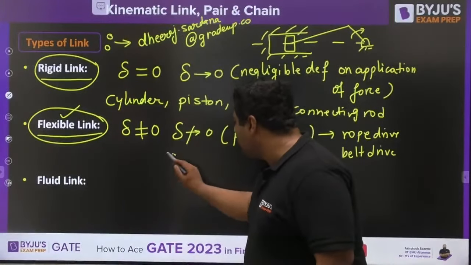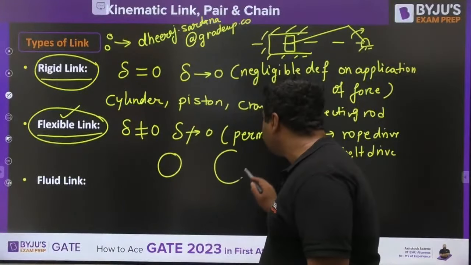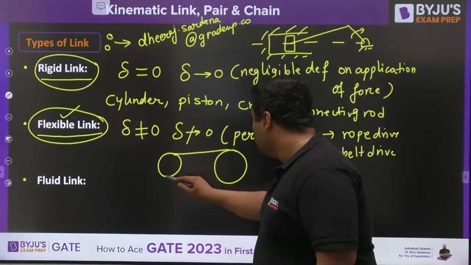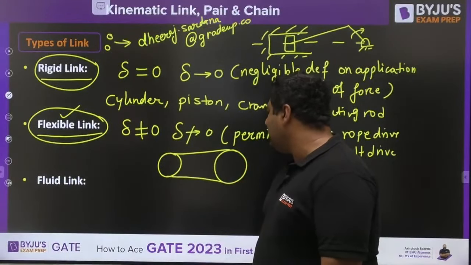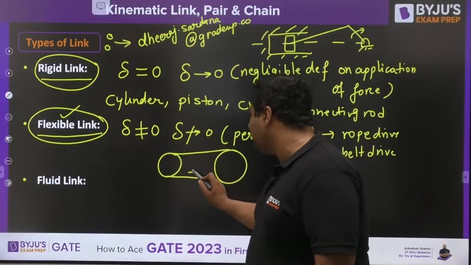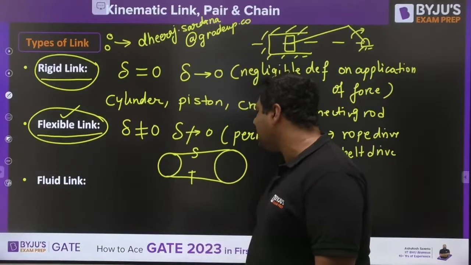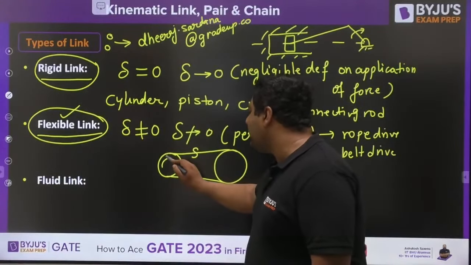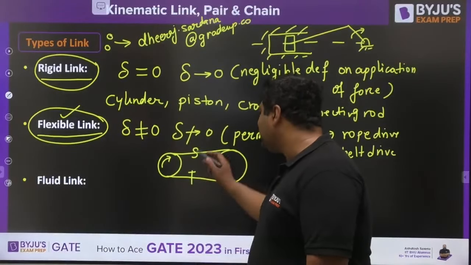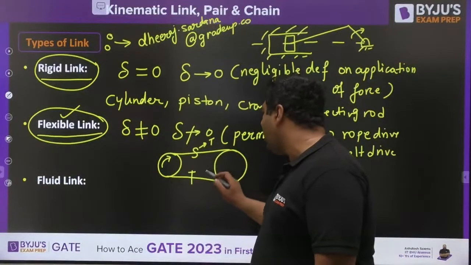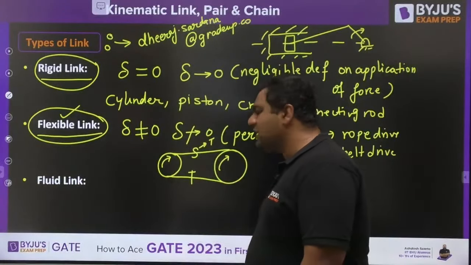Because whenever you connect two pulleys with a belt, you know that one side is going to be the tight side and the other side is going to be the slack side. So when you start rotating it, first of all the slack side becomes tight, and only then does the motion start transmitting.